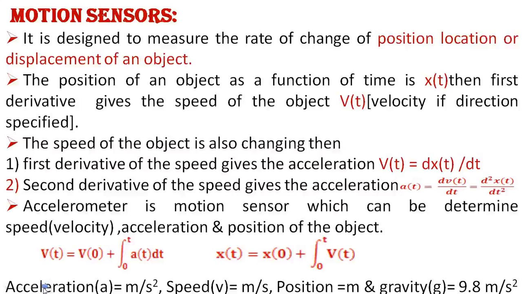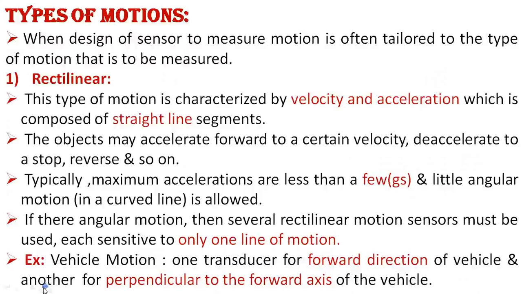An accelerometer is a motion sensor which can determine speed, that is velocity, acceleration and position of the object. So v of t is equal to v of 0 plus the integral from 0 to t of a dt, and x of t is equal to x of 0 plus the integral from 0 to t of v of t. The unit of acceleration a is meter per second square, speed or velocity is meter per second, position is meter, and gravity g is 9.8 meter per second square.